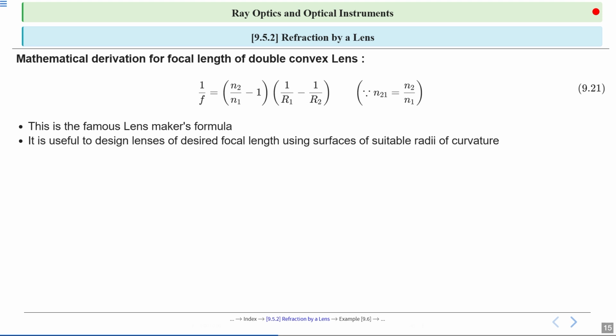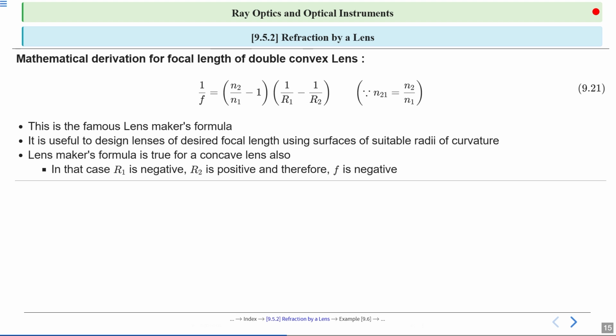Those are made using this formula. So it is useful to design lenses of desired focal length using surfaces of suitable radii of curvature. Lens maker's formula is true for a concave lens also. We have derived it for a convex lens, but it is also true for a concave lens. Only in that case R1 is negative and R2 is positive, and therefore F will be negative in the case of a concave lens.